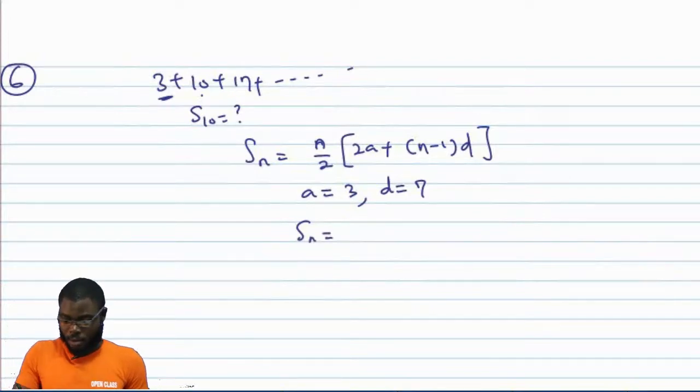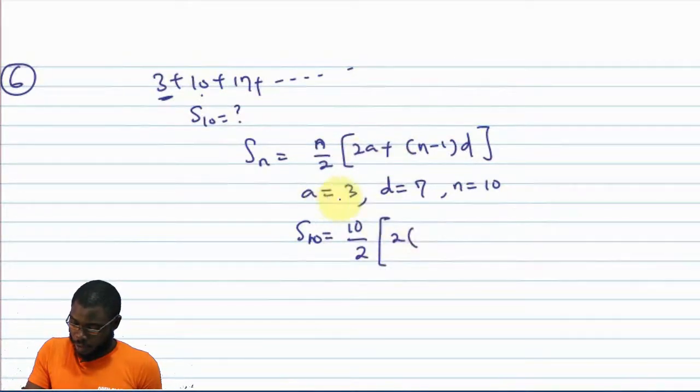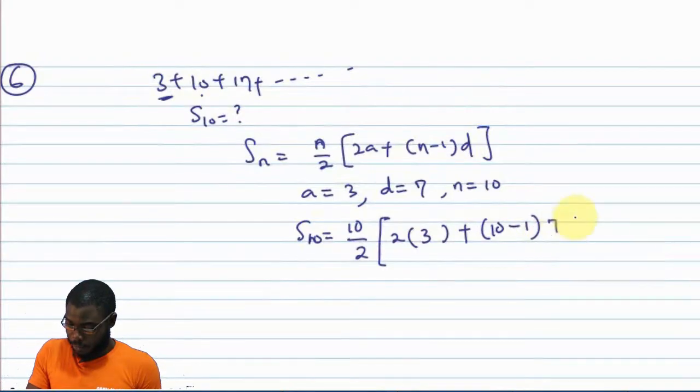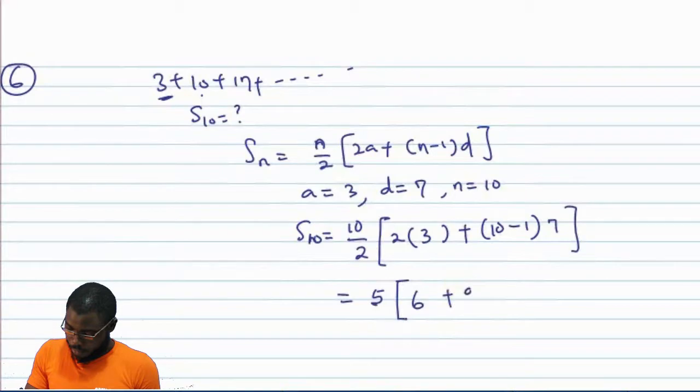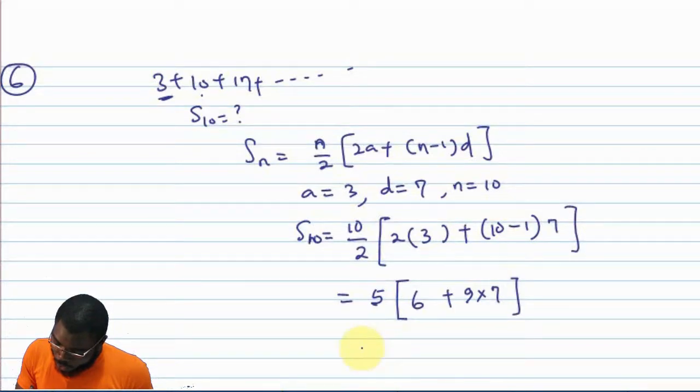Okay. So your sum of n terms now, the sum of 10 terms rather, that's what we have to get. n equals 10 if we are told to get the sum of 10 terms. So we have this equal to 10 over 2 bracket 2a, that's 2 times 3, plus 10 minus 1 times the common difference, which is 7. So this equals 5 into 6 plus 10 minus 1, that's 9, 9 times 7.